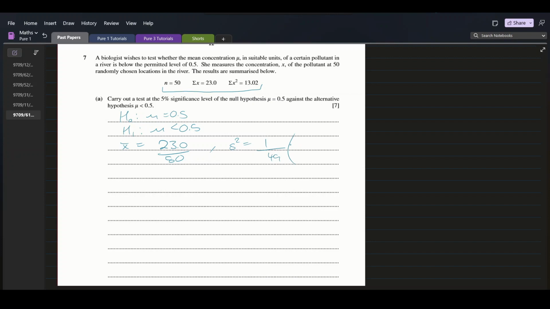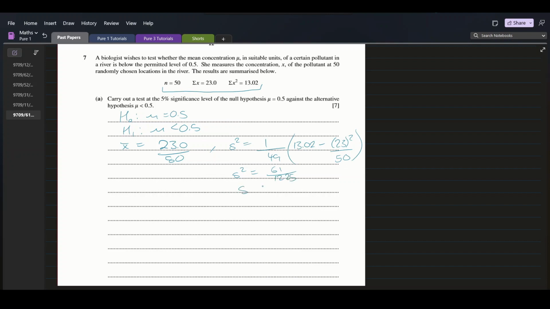Open brackets, the summation of x squared, 13.02, minus the summation of x, 23, and that's squared, and this is over n, which is 50, and we close the bracket. A squared is equal to, let's punch that into our calculator, 1 over 49 times 13.02 minus 23 squared over 50, and that's 61 over 1225.